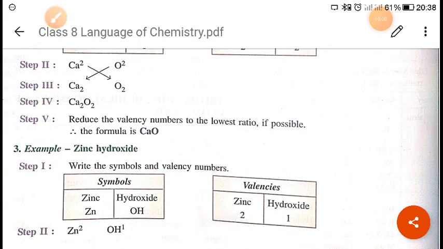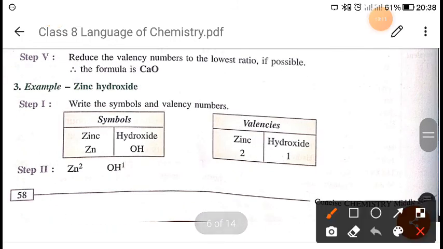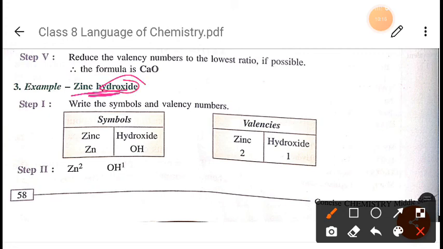Now one more example is zinc hydroxide. Hydro means hydrogen, and oxide means oxygen. Hydroxide will be OH. So the zinc symbol is Zn, and the hydroxide symbol is OH. Zinc has a valency of 2 and hydroxide has a valency of 1, right? So zinc will give its valency to hydroxide, and hydroxide will give its valency to zinc.